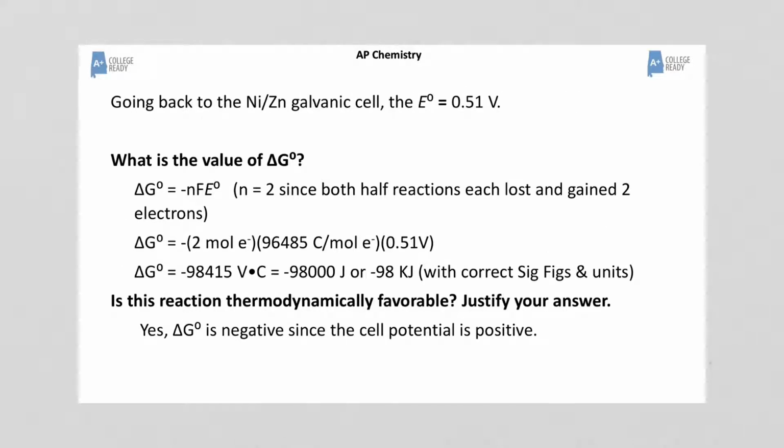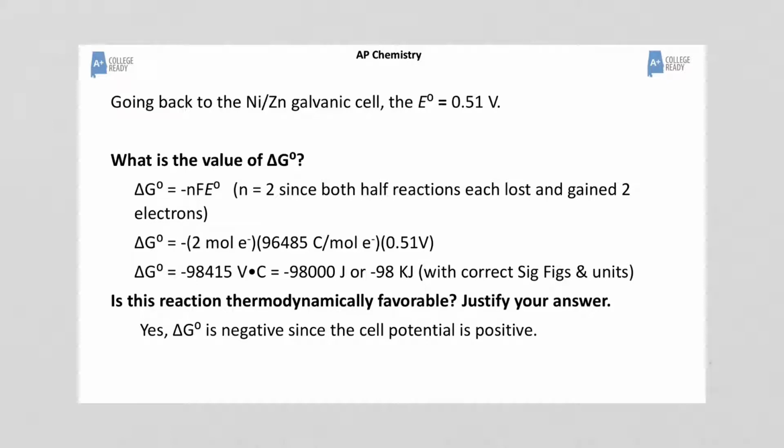So if we go back to our nickel and zinc galvanic cell example that you worked on your own, our cell potential was 0.51 volts. So if you're asked what's the value of delta G, I just wanted to show you how you would plug in values and get the correct answer.